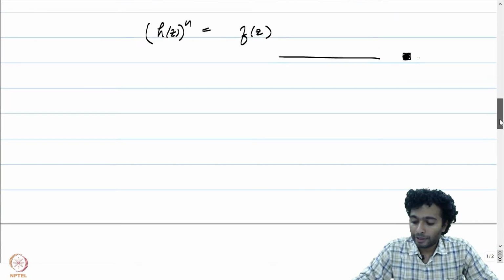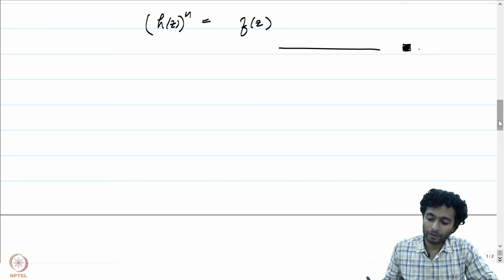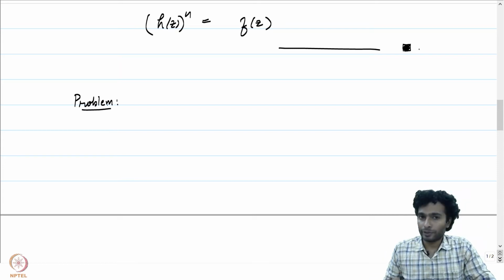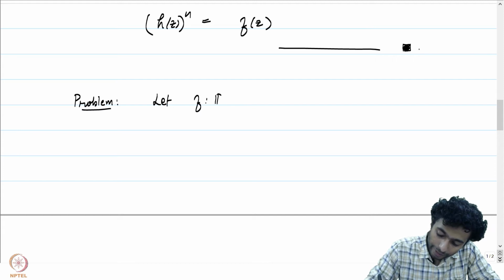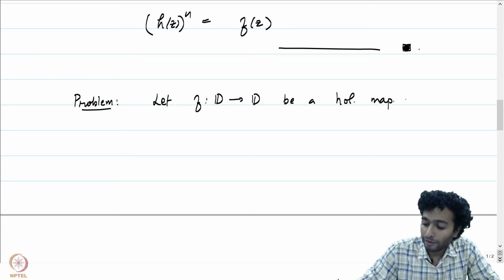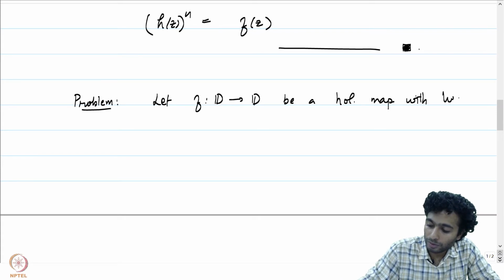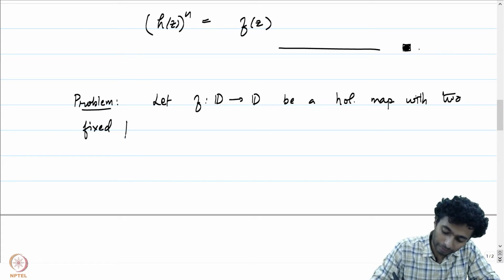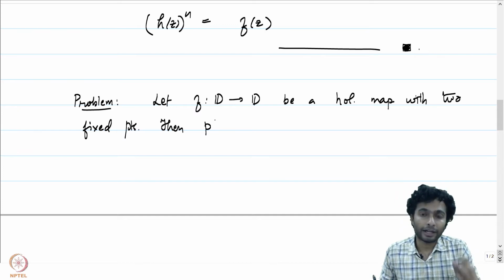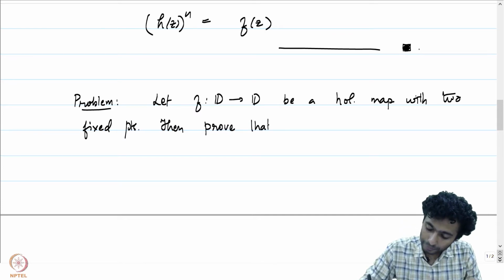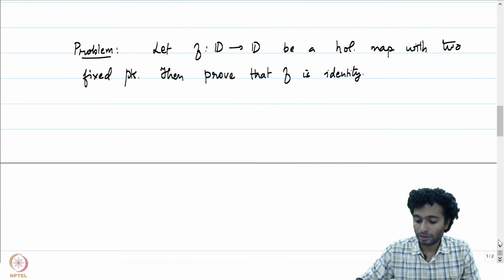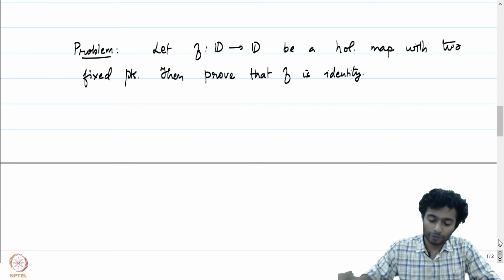The next problem is going to be a simple and nice application of Schwarz's lemma. Let me state the problem. The problem has something to do with holomorphic self maps of the unit disk. So let f from D to itself be a holomorphic map with two fixed points. Then prove that f is necessarily the identity map. There cannot be two fixed points. That's precisely what is trying to be conveyed here. Let's give a proof of this statement.